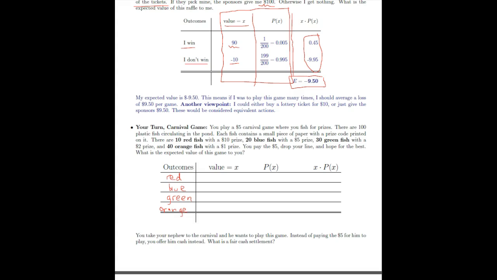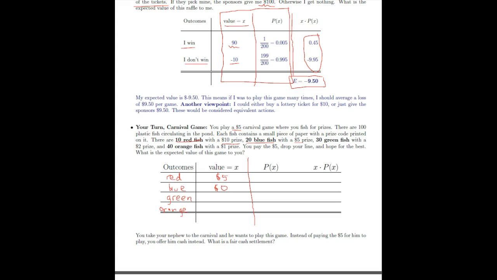Well, if you get a red fish, then that comes with a $10 prize. But you paid $5 to play this game to begin with. So what is your net outcome? Your net value here is going to be you have netted $5. What about for a blue fish? Well, you win a $5 prize for getting one of the blue fish, but you also paid $5 to play the game to begin with, so your net outcome is nothing.